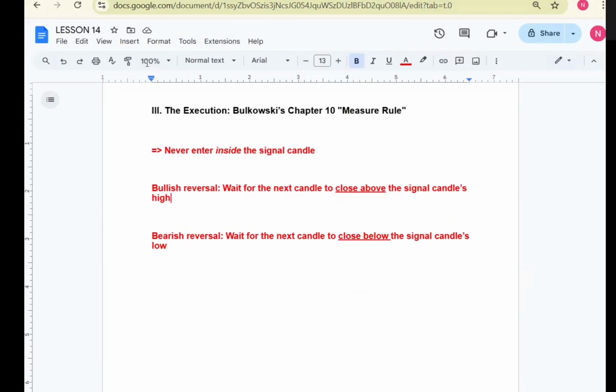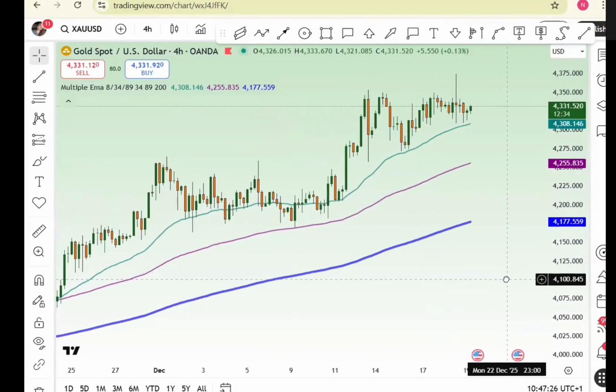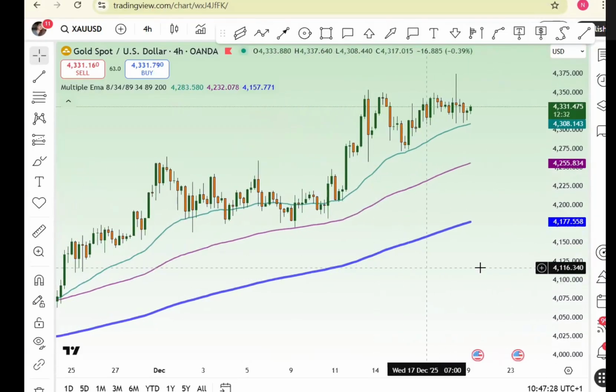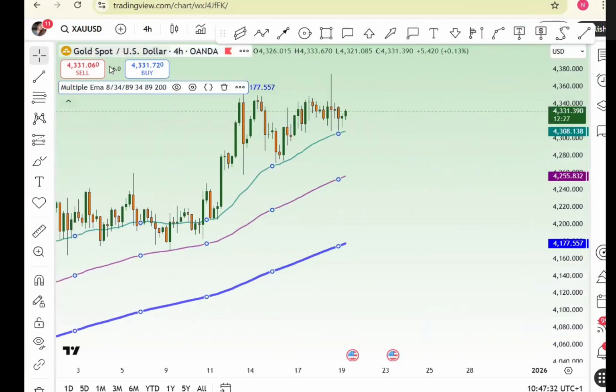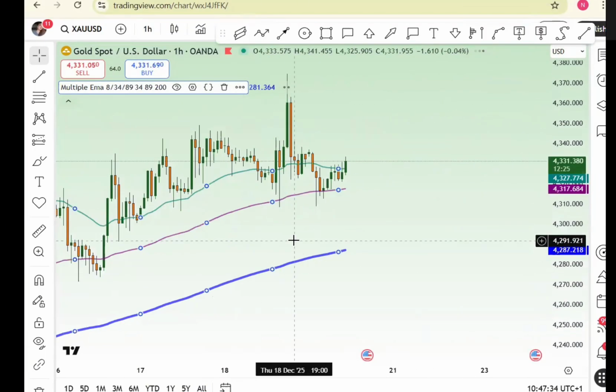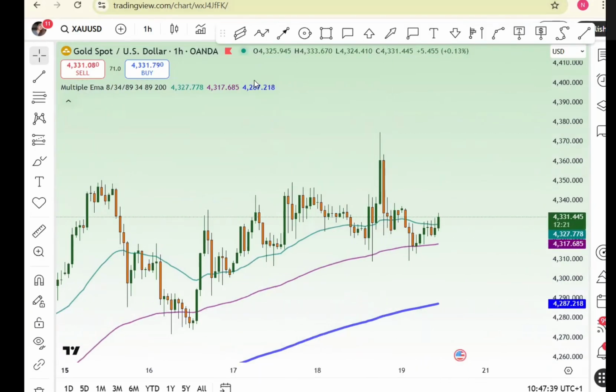Why do I mention that? Because the market is always trapping us, especially when the market is moving in high volatility and when the news is released. So let's go to the smaller time frame to have an example for this situation.